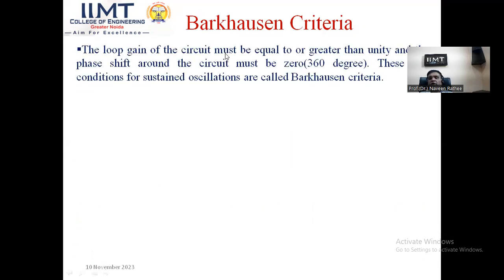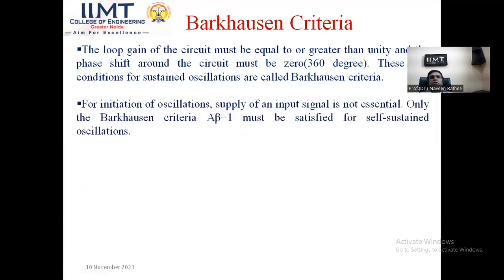The loop gain of the circuit must be either equal to or greater than unity, and the phase shift around the circuit must be 0. These are the conditions for sustained oscillation, called the Barkhausen criteria. For initiation of the oscillation, supplying an input signal is not mandatory, because we don't require any input signal. The only signal available is the DC source which is required to run your operational amplifier. So with the Barkhausen criterion, the open loop gain multiplied by the feedback fraction, beta, should be equal to 1. When this product is equal to unity, we say that the Barkhausen criterion is satisfied for self-sustained oscillations.